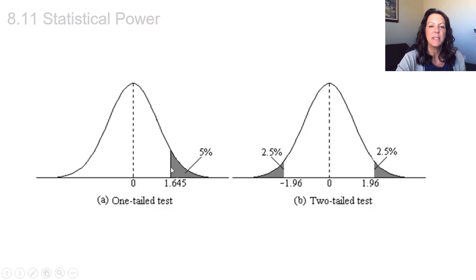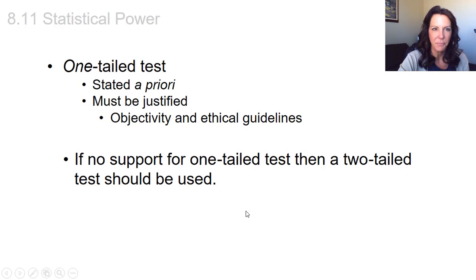So it's easier for me to have my sample mean be extreme in a one-tailed test than a two-tailed test. In a one-tailed test, I only have to exceed 1.65, but in a two-tailed test, I need to exceed either positive 1.96 or negative 1.96.